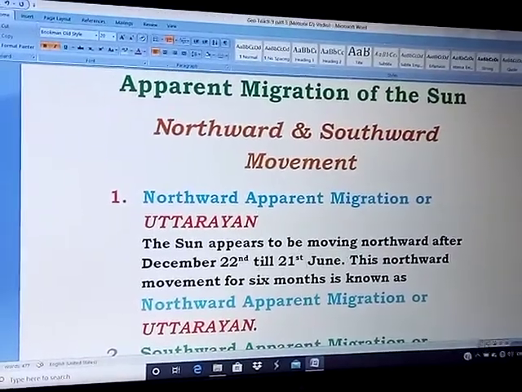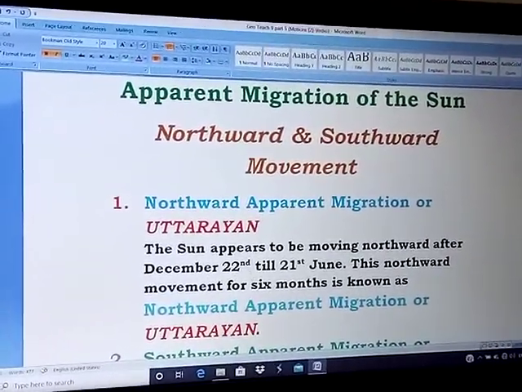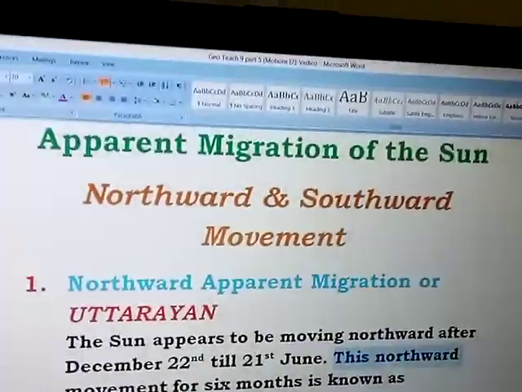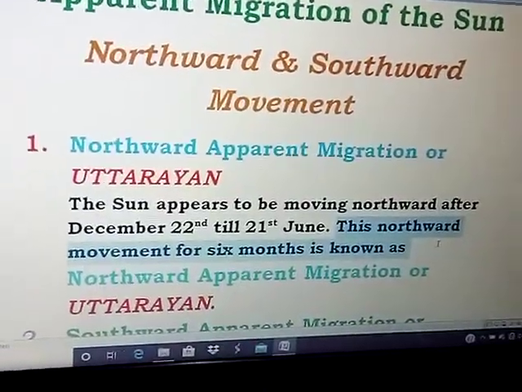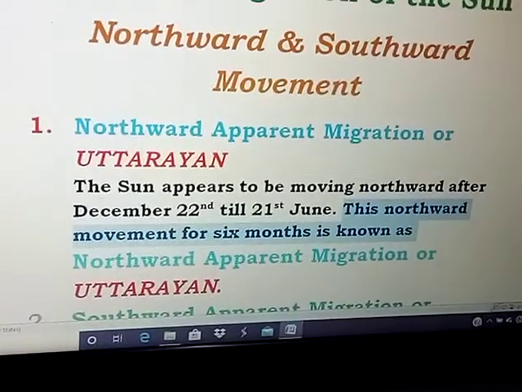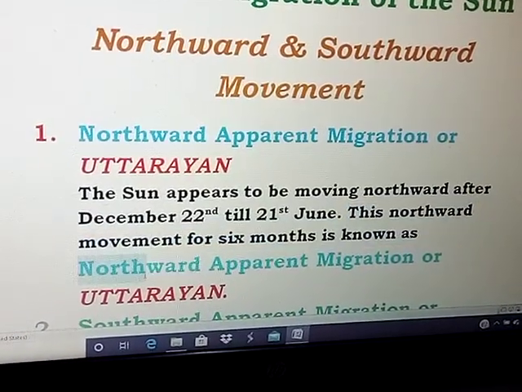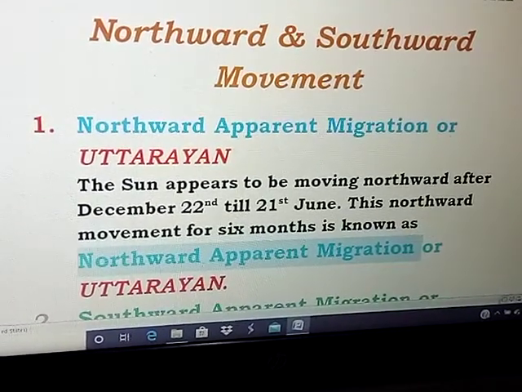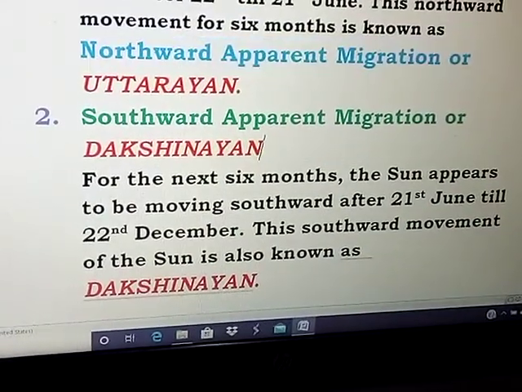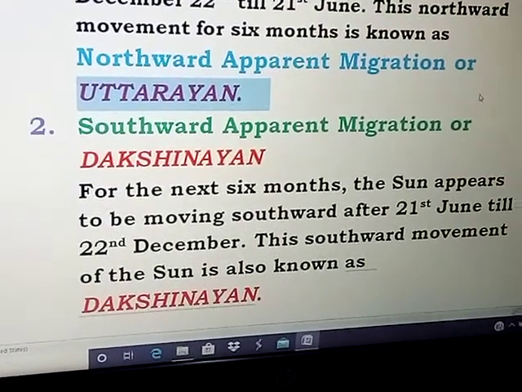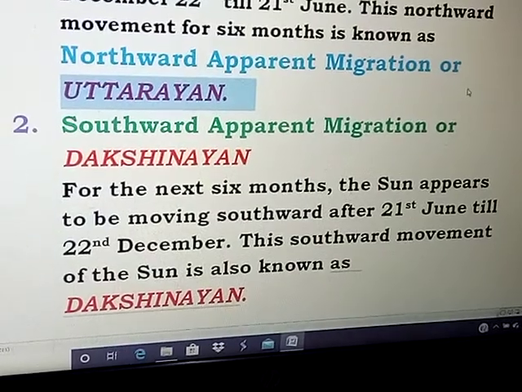So from the tropic of Capricorn after 22nd of December, this northward movement for 6 months of the sun is termed in geography as the northward apparent migration of the sun, or in our Indian terminology, one word called Uttarayan. We will discuss what is Uttar and what is Dakshin.